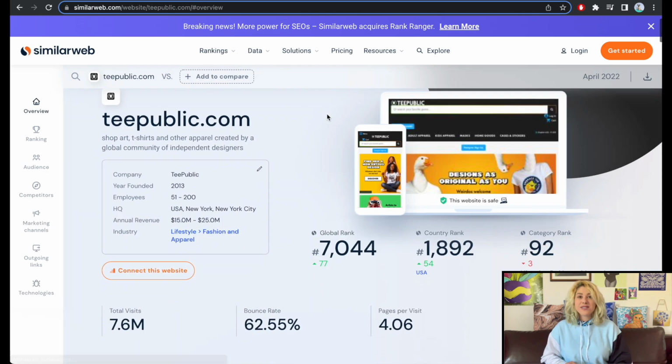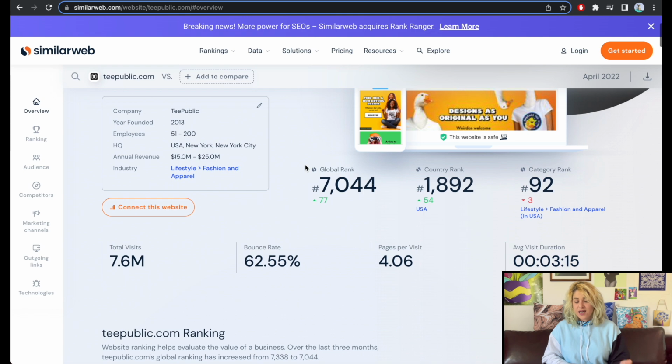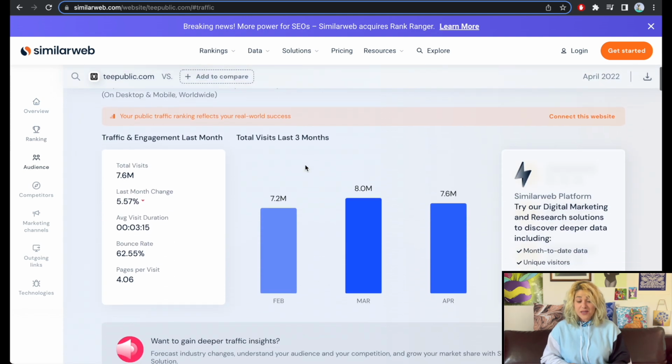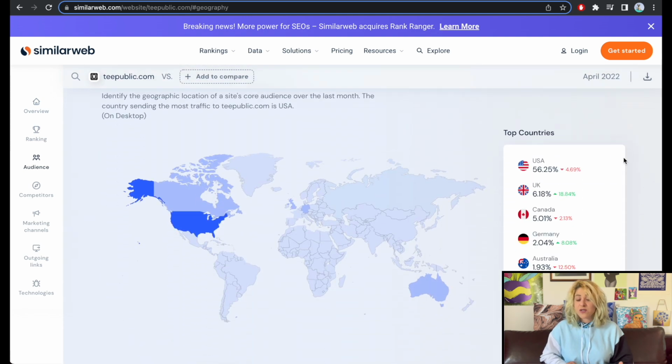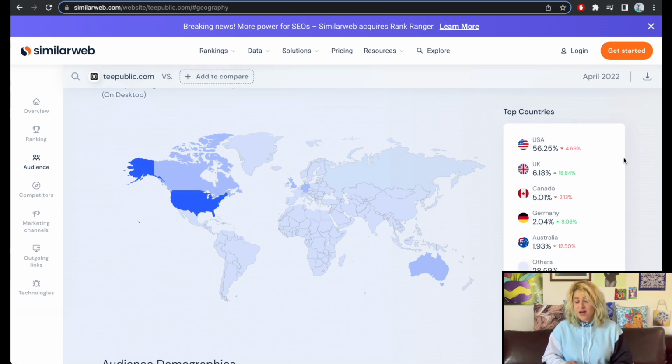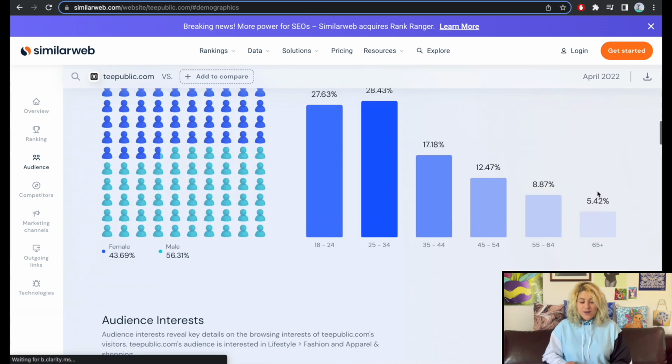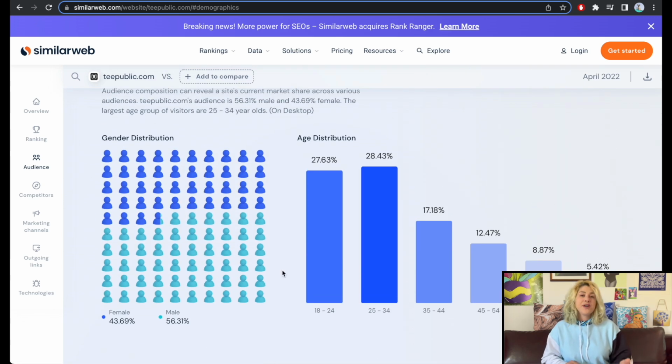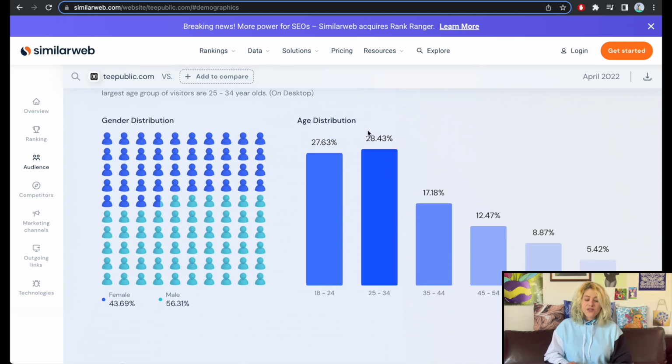Moving on to TeePublic with 7.6 million, and I'm going to skip the ranking. You guys can check it out later. I do want to see where people are coming from. So 56% from the United States. We have a big representation of the UK, Canada, Germany, and Australian markets. Scrolling down further, another win for the men, with 56% of the traffic coming from men and 44% coming from women. But as you can see, the ages tend to be more on this side, toward the younger crowd, than the older, if I'm comparing it to Etsy, for example.